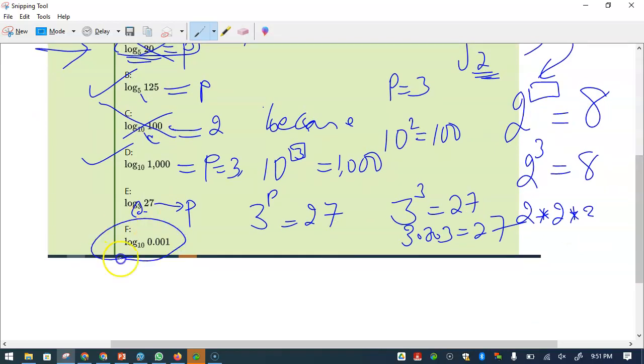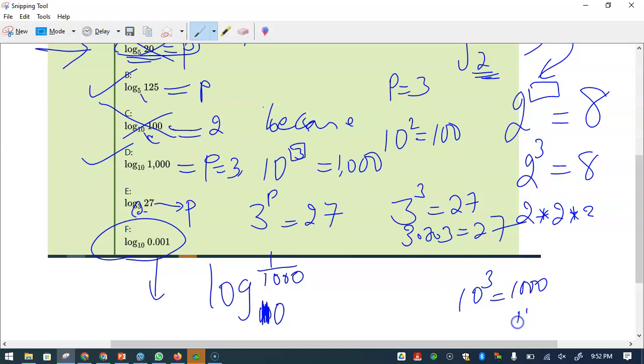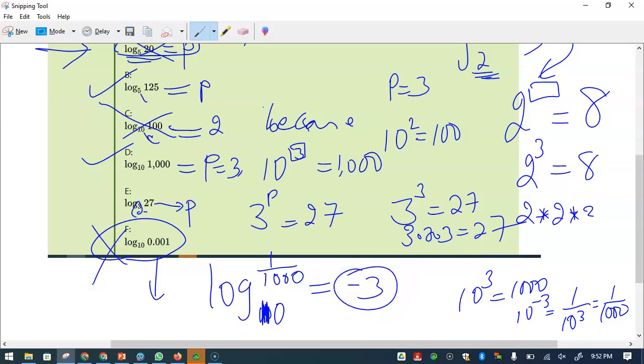The next one is, what about here? Basically this is base 10, and that is 1 over 1000. And you're asking 10 raised to what? We know 10 raised to 3 is 1000, and 10 raised to minus 3 is 1 over 10 raised to 3, which is 1/1000. So the answer for this is minus 3, but we needed to get 3, so this cannot be the answer. Hope that helps. Let's go to the next.